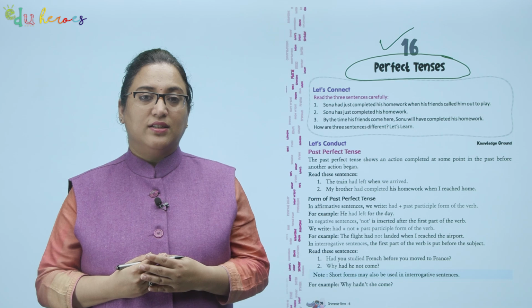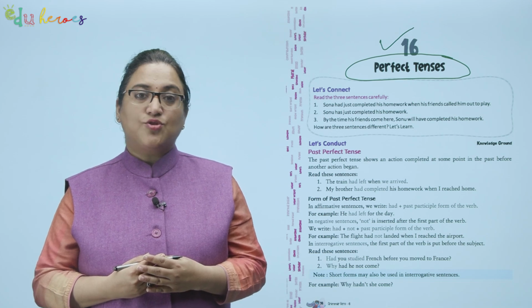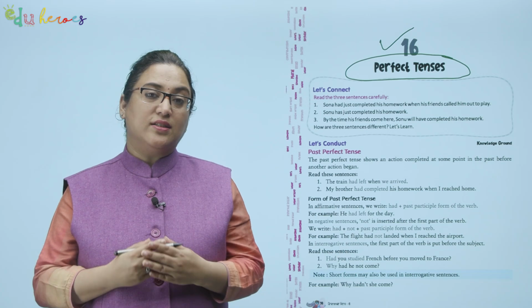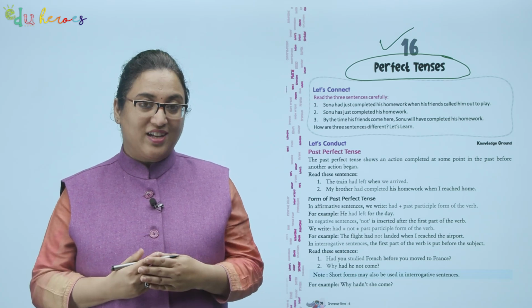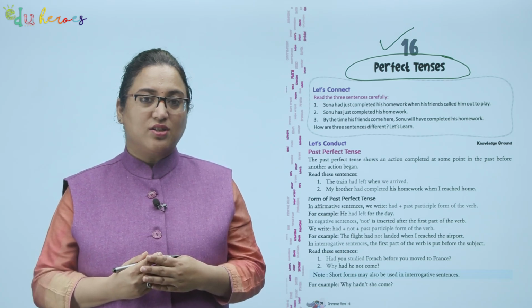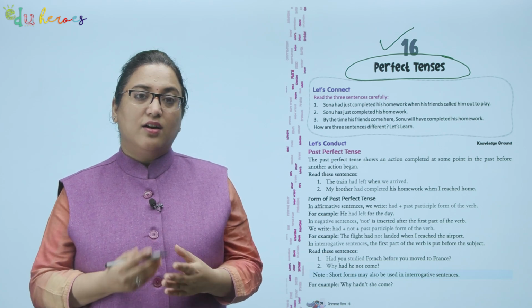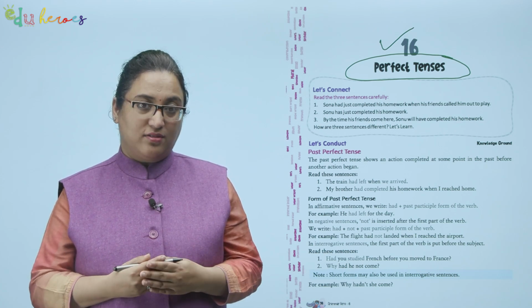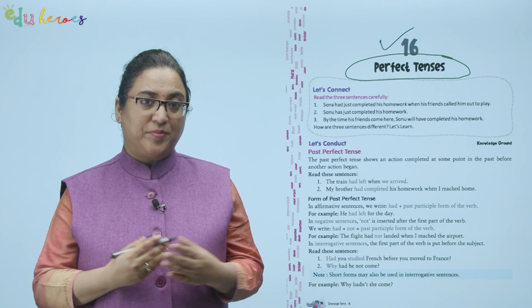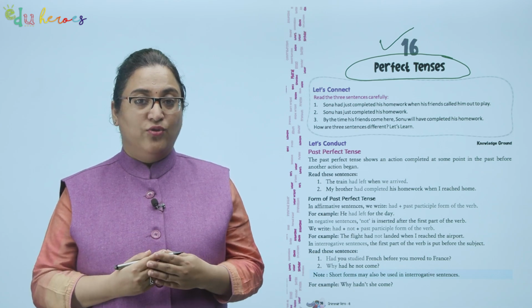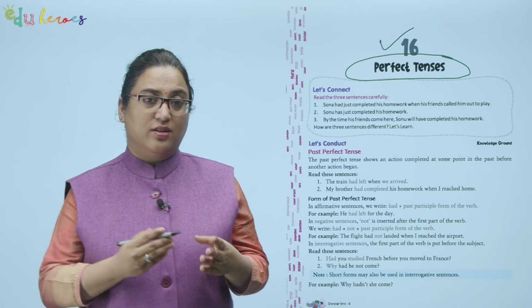So let's read these sentences. The train had left when we arrived. My brother had completed his homework when I reached home. So which is the action here which completed at some point in the past? The train had left, the action of the train leaving. And my brother had completed his homework. So this is the first action here.